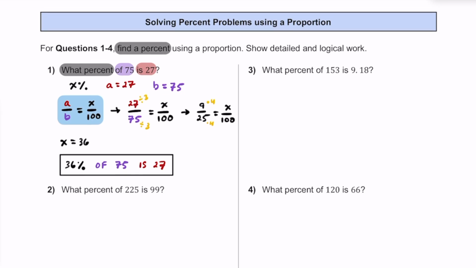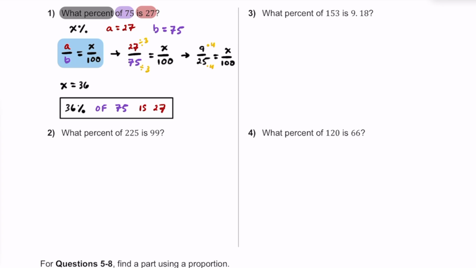All right, let's try another one together. In number 2, it says what percent of 225 is 99? First, we want to identify that our unknown here is going to be x percent, or x per 100. Our part here is going to be 99. A is equal to 99 because of that word is. And then the of 225 is going to be the base here. So b is going to be equal to 225.